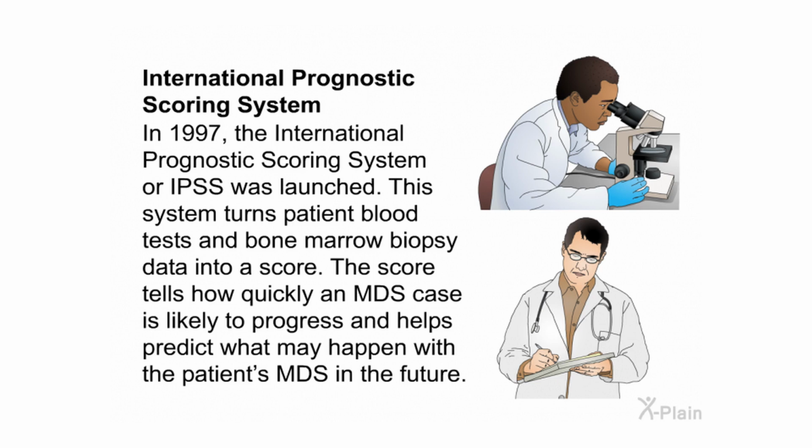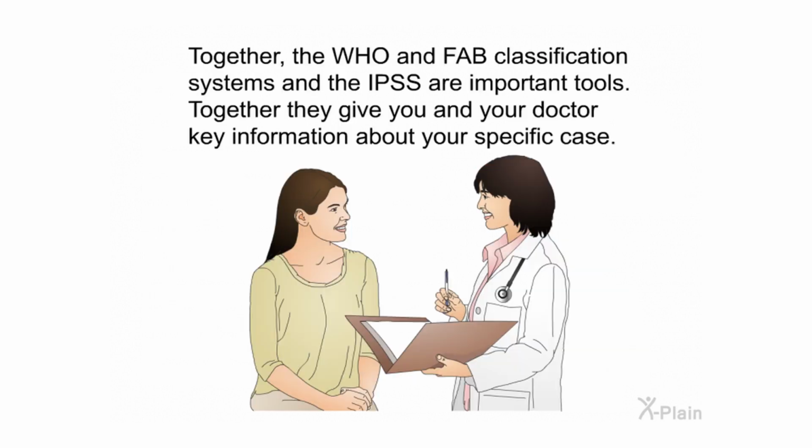This system turns patient blood tests and bone marrow biopsy data into a score. The score tells how quickly an MDS case is likely to progress and helps predict what may happen with the patient's MDS in the future. Together, the WHO and FAB classification systems and the IPSS are important tools. Together, they give you and your doctor key information about your specific case.